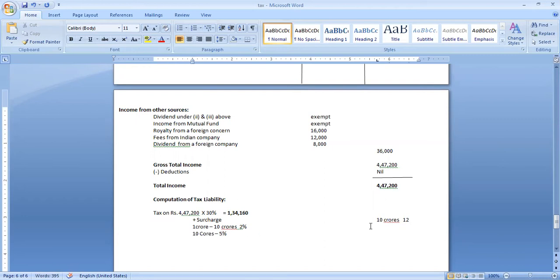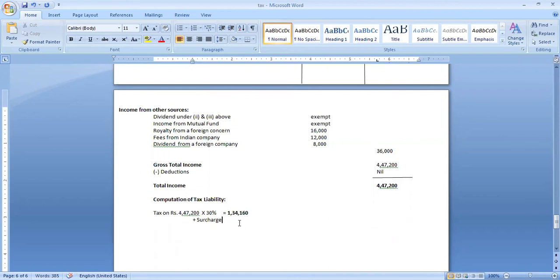I am repeating, for Indian companies, if net income is more than 10 crores, it has to pay a surcharge of 12%. If a foreign company whose net income is between 1 crore and 10 crores, it has to pay 2% as surcharge. If a foreign company is earning a net income of more than 10 crores, it has to pay a surcharge of 5%. These are the current rates. Okay, this is for your information.